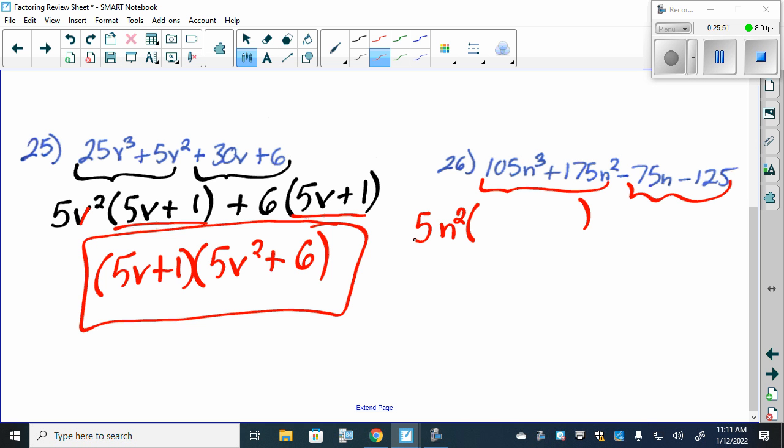Now, if it works out that both parentheses don't line up and there's another greatest common factor, we can pull it out and try again. Now, if I factor 5n squared out of 105n cubed, well, 105 divided by 5 is 21, 21n, plus 175 divided by 5 is 35. And the n squared would factor out completely, yes? Okay. Let's look at the second set.